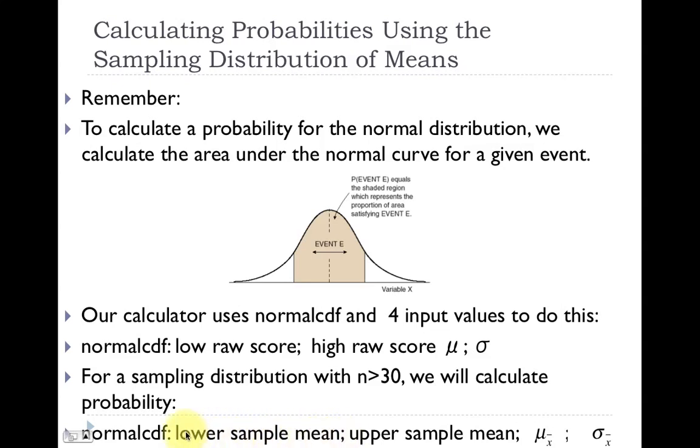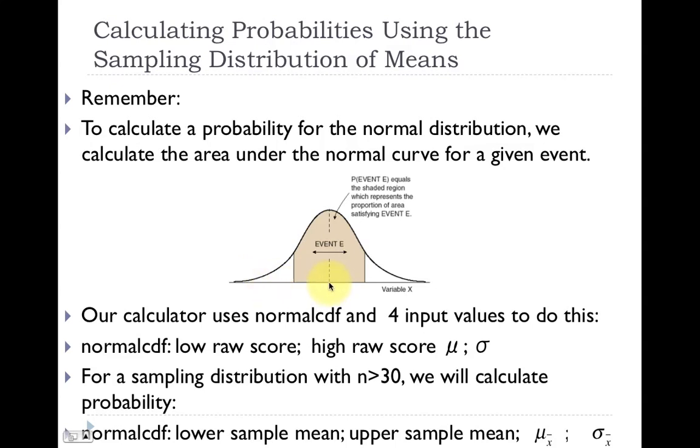So when we use normal CDF with the sampling distribution, note that our values that go on the horizontal axis are not what they were from Chapter 7. They aren't simply one low raw score, one high raw score. They represent sample means, because the bell curve is now representing the sampling distribution, so the horizontal axis represents all possible sample means.